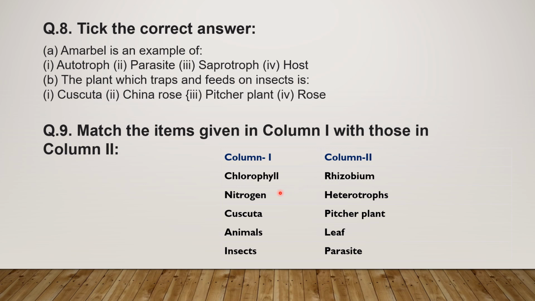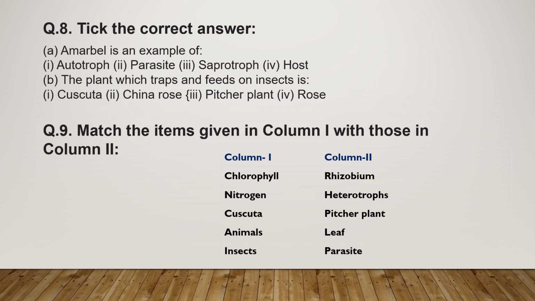Then the third one, Cuscuta. Cuscuta is a parasite plant. Cuscuta depends upon other plants for its food. So Cuscuta is a parasite. And animals. Animals are heterotrophs, but generally all plants are autotrophs. Then insects. The answer is pitcher plant. Insects are eaten by the plant. One example is the pitcher plant, an insectivorous plant.